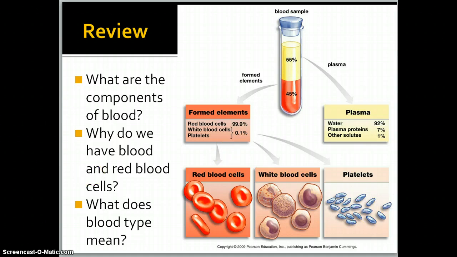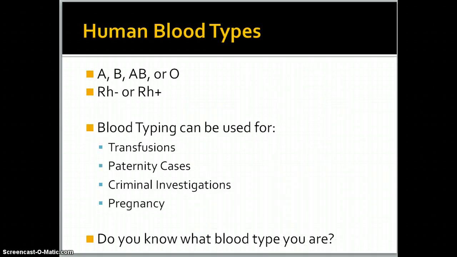So let's look at the different types of blood that are present. So human blood types are A, B, AB, and O. You can also have an Rh factor associated with the blood type. So you could have A positive or A negative, B positive or B negative, AB positive or AB negative, or O positive or O negative. I'll get into more specifics about what that actually means in a second.